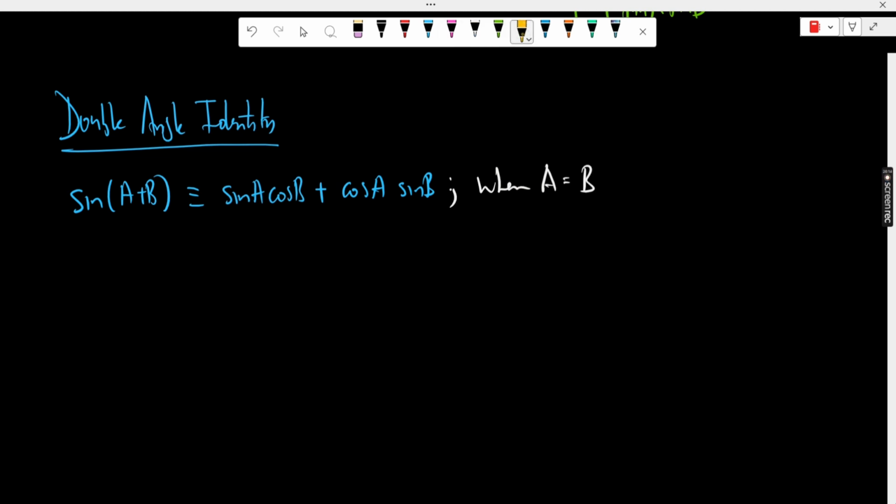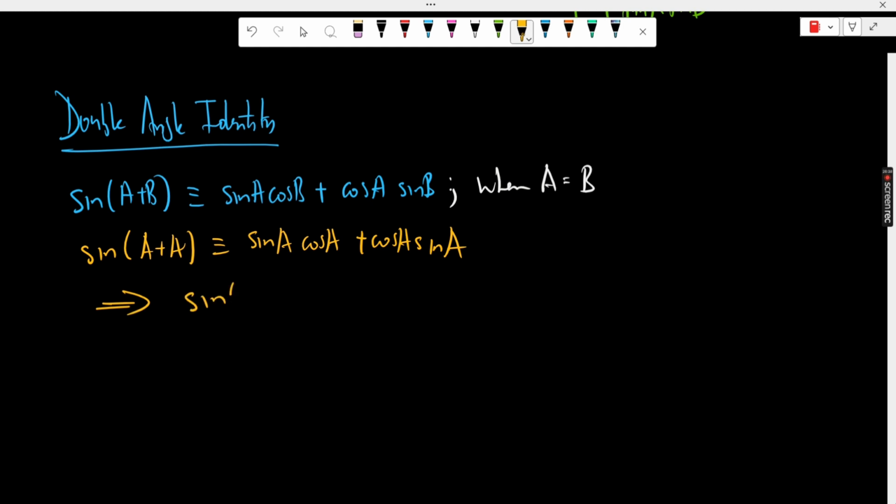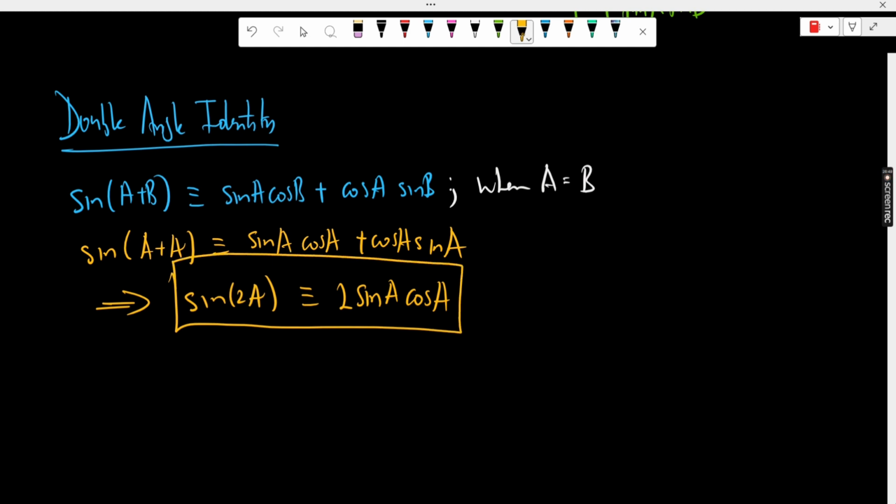If A is equal to B, then essentially this becomes sine of A plus A is equivalent to sine A cos A plus cos A sine A. We know that multiplication is commutative, and therefore sine A cos A is the same thing as cos A sine A. And therefore the final version of this is that sine 2A is equivalent to 2 sine A cos A. And that is our double angle identity or double angle formula for sine.